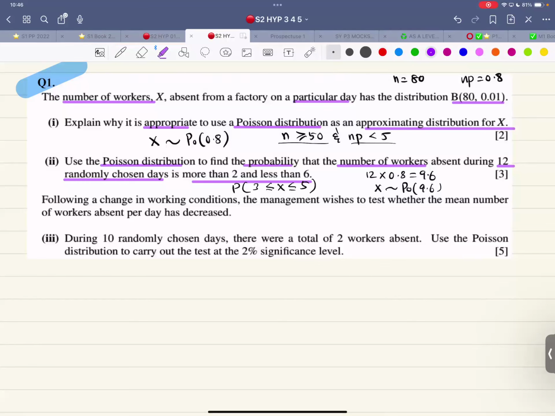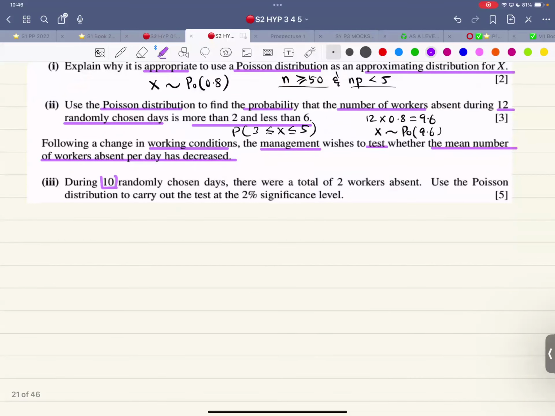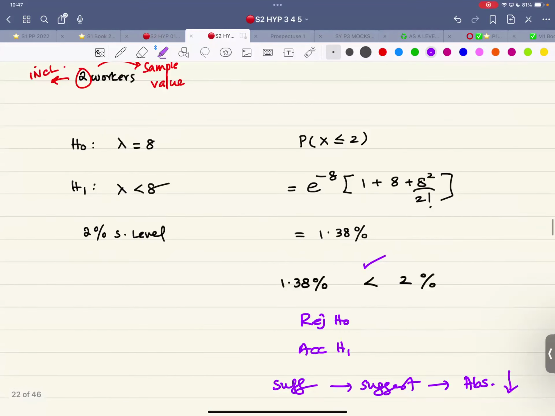And then it further says, following changes in working condition, the management wishes to test whether the mean number of workers absent per day has decreased. It's a lower tail test. During the 10 randomly chosen days, there were a total of 2 workers absent. Use the Poisson distribution to carry out the test at the 2% significance level. So I already have the working. Let's just use this working this time.